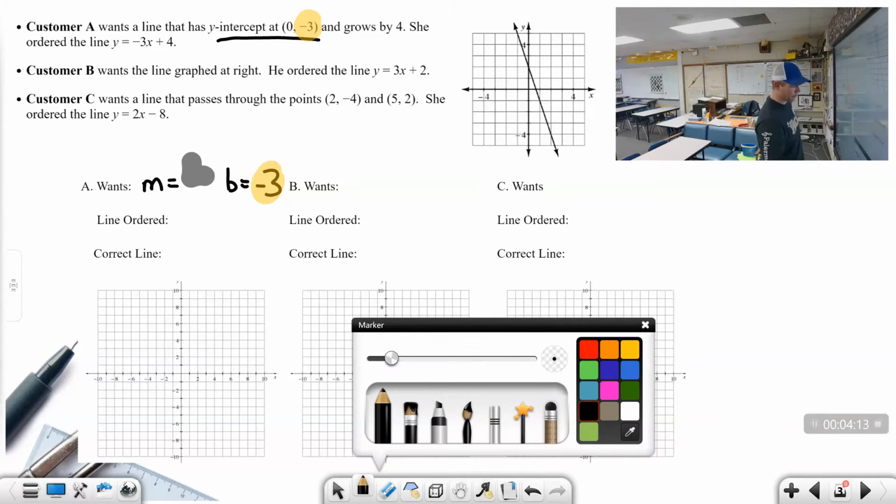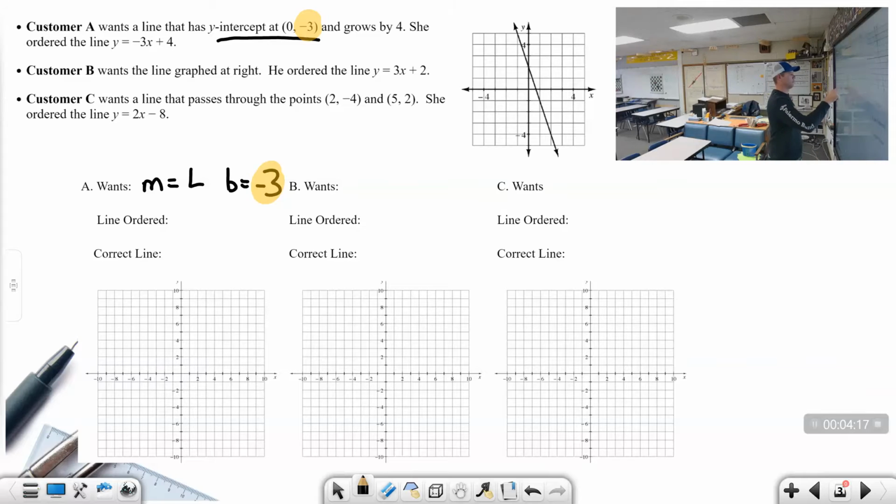Whoa, I don't want highlighter, Mr. McCoy. There we go, 4/1. Okay, 4/1. That's what they want.